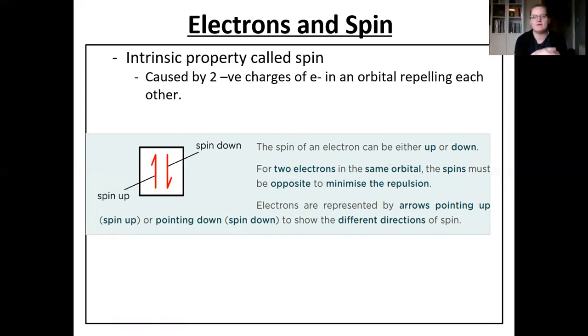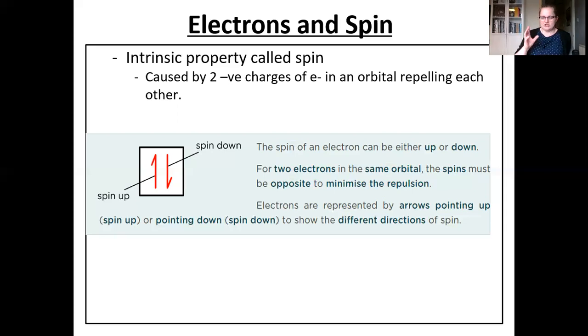So it's the opposite of when we've got a positive and a negative and they're attracting each other. We've got 2 negatives, so they're actually going to repel each other in their orbital. So we only have 2 electrons per orbital, so 1 pair per orbital. Both have a negative charge, so they repel each other. And how we draw them is as these half arrows, and we show a spin up and a spin down. So the spin of an electron can either be up or down. For 2 electrons in the same orbital, the spins must be opposite to minimize repulsion.